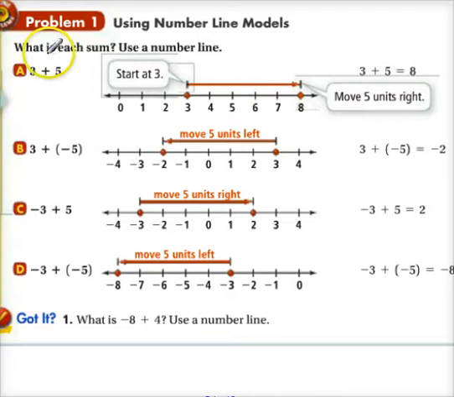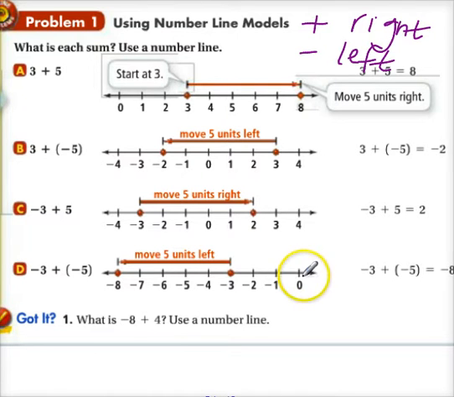So when you add 3 plus 5, you want to start at positive 3 on your number line. If you're adding a positive number, you are going to be moving to the right on your number line. If you are adding a negative number, you're going to be moving to the left. So 3 plus 5, I'm starting at 3, and since I'm adding a positive 5, I move 5 to the right. That brings me to 8.